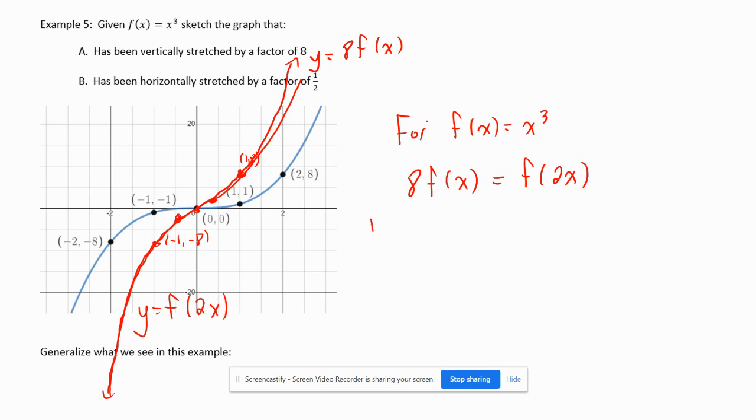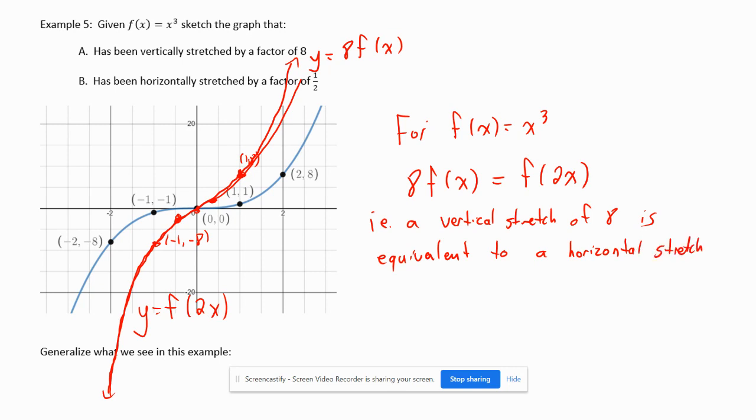So we have 8f of x equals f of 2x, which is, i.e., a vertical stretch of 8 is equivalent to a horizontal stretch by 1/2. Okay. Algebraically, why does that work?